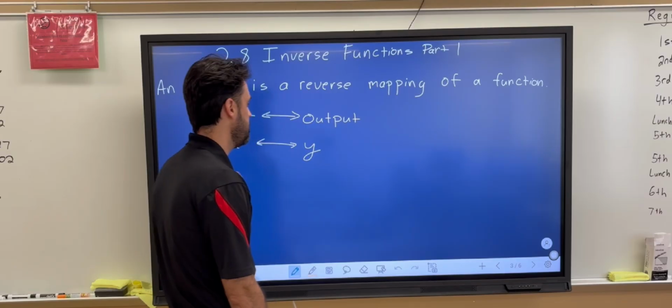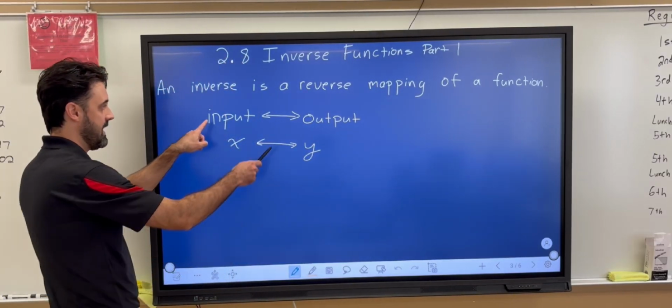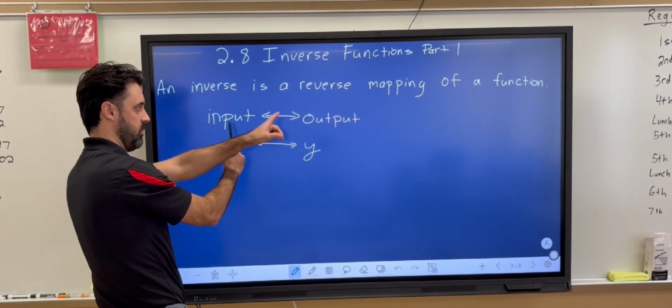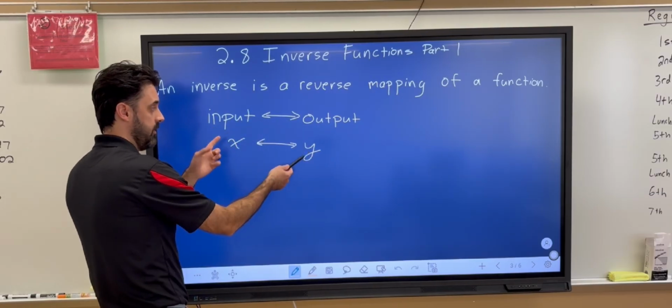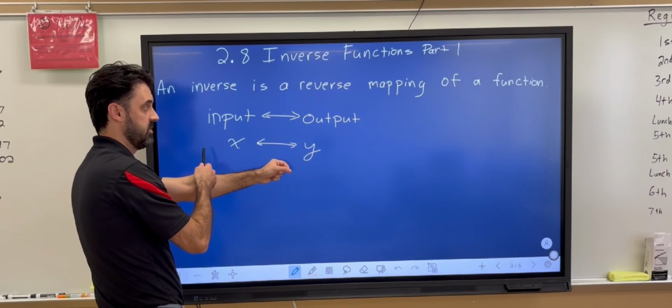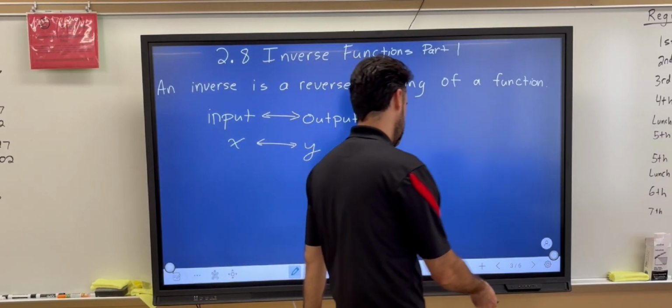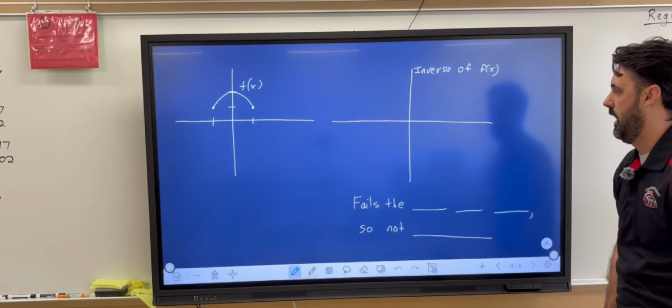That's kind of a fancy way to say that if we have the input and the output, they're just swapping, right? So our input becomes our output and vice versa. Or if it's x and y, our x and our y are just going to switch. All right, so let's start off by looking at a graph.